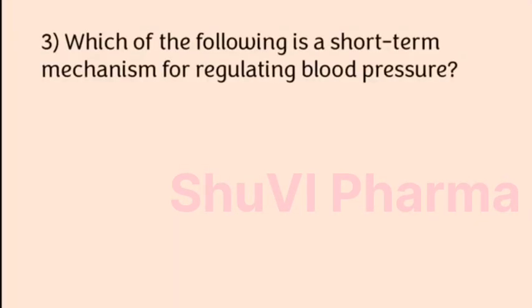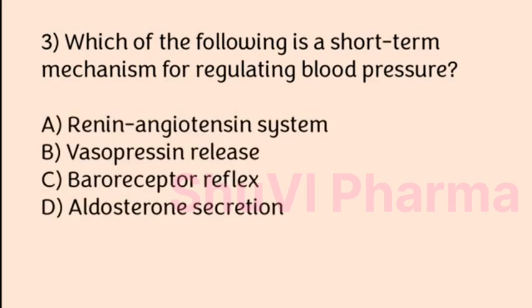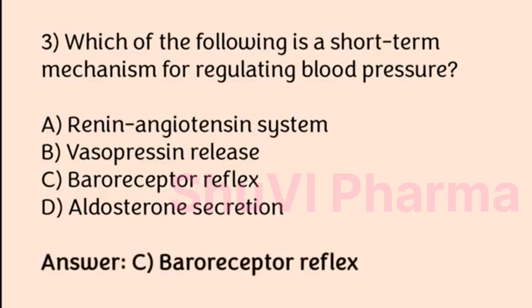Which of the following is a short-term mechanism for regulating blood pressure? Renin-angiotensin system, vasopressin release, baroreceptor reflex, aldosterone secretion. The correct answer is option C, baroreceptor reflex.